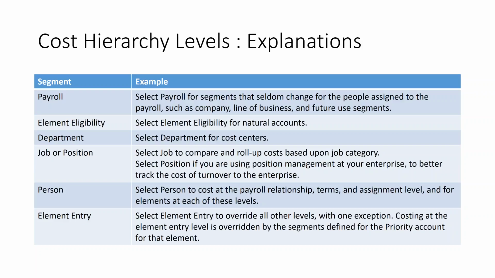Now there are different business scenarios which actually make us determine the costing type. Generally, we define the costing at the element eligibility level for the natural accounts. For example, for basic salary payment, we define it at the element eligibility level. But in case of elements like pension, which we don't need to do by department or by element, because the entire company's pension goes to a particular account, so we don't do different for different departments. We do it at the payroll level.